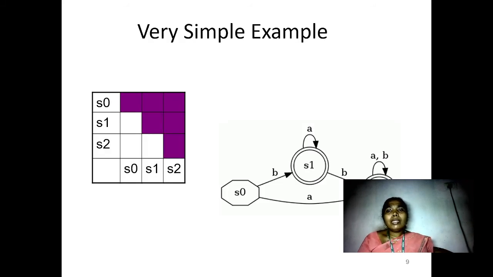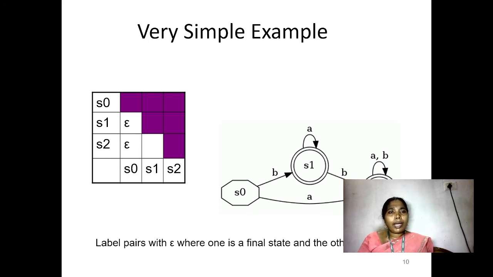So we have three states, S0, S1, S2. I form a triangle, right? It is like a lower triangular matrix. On the x-axis you have S0, S1, S2. On the y-axis you have S0, S1, S2. And we are going to fill the lower triangular matrix, that is, below the diagonal elements. Other elements will be left empty.